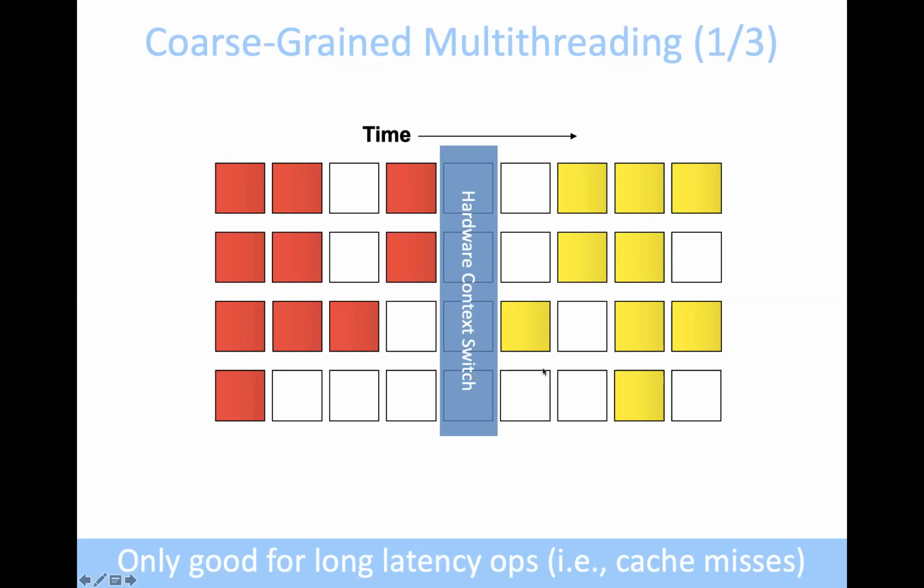The issue with coarse-grained multi-threading is it only absorbs these long latency operations. So you'll still see things like this, right? Where there's nothing useful happening. So in those cases, the utilization is not very good. There's opportunity here that says we can do better.